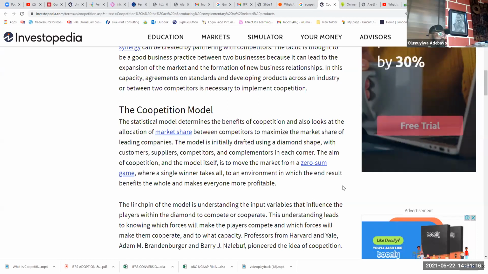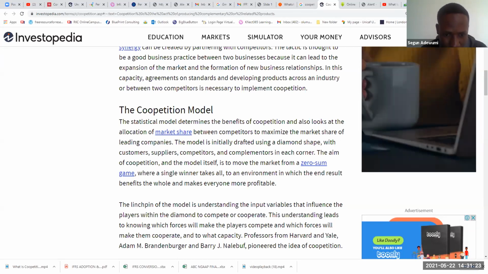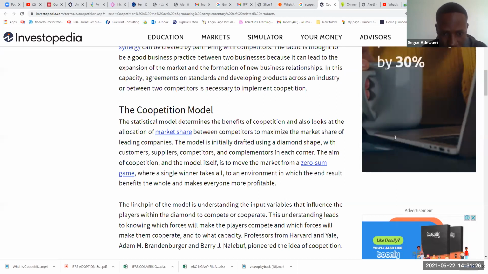The linchpin of the model is understanding the input variables that influence the players within the diamond to compete or cooperate. The understanding leads to knowing which forces will make the players compete and which forces will make them cooperate, and to which capacity. The professors from Harvard and Yale, Adam M. Brandenburger and Barry J. Nalebuff, pioneered the idea of coopetition.